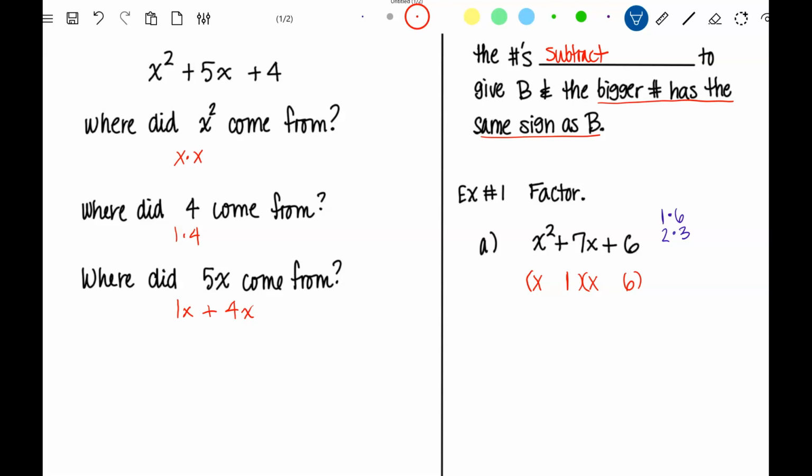Since in order to multiply two numbers and get a positive 6, they have to be the same sign, and they're both the same as that middle term. So plus 1 and plus 6. There's a way you can check. You can multiply back out.